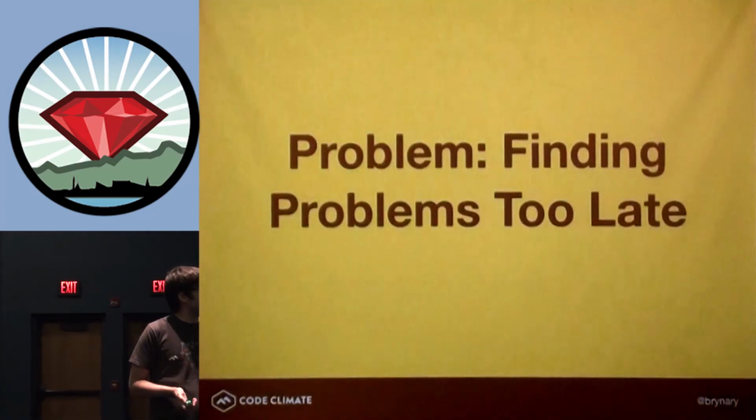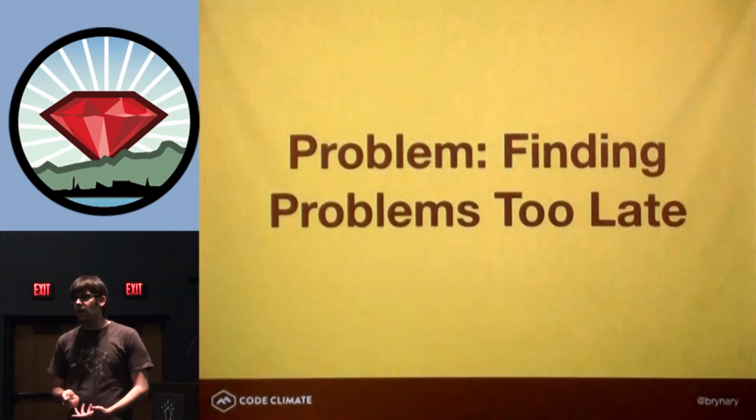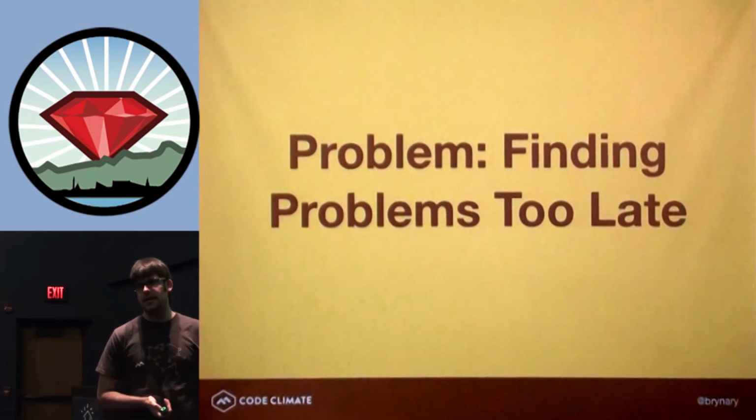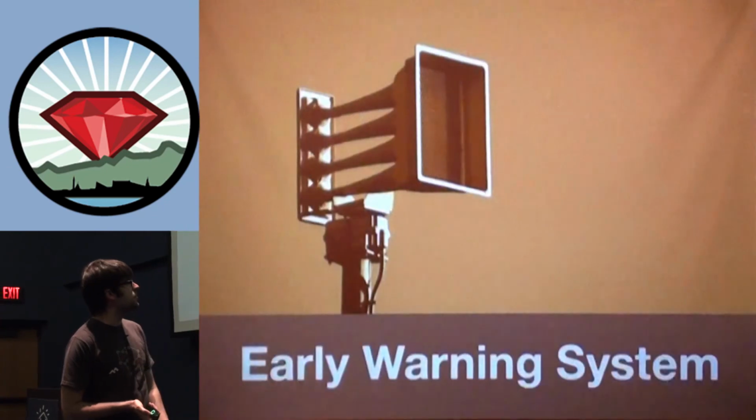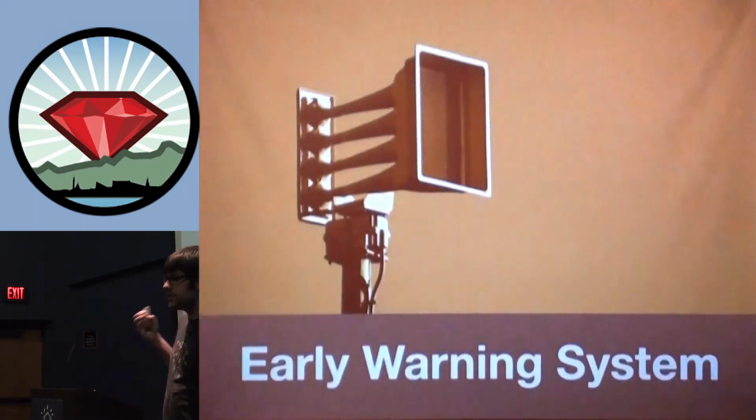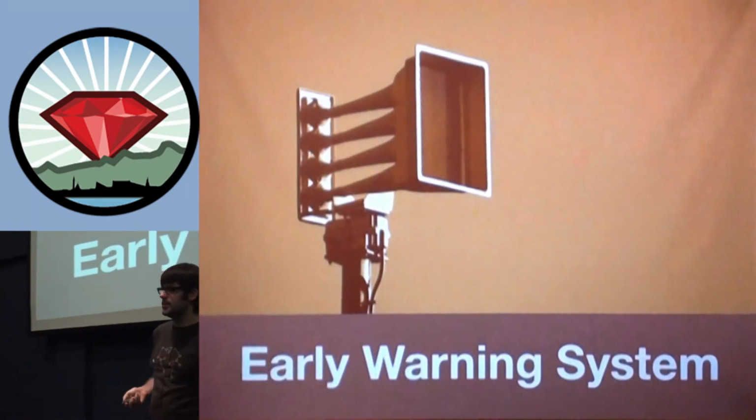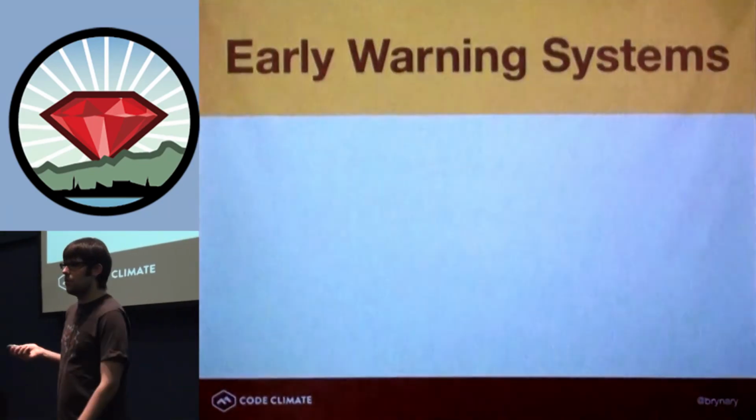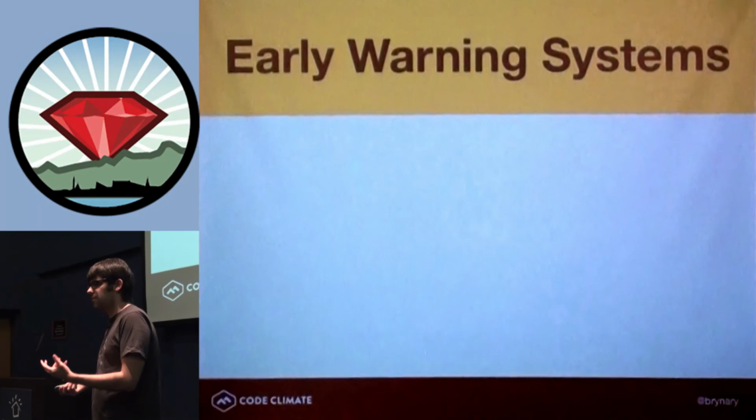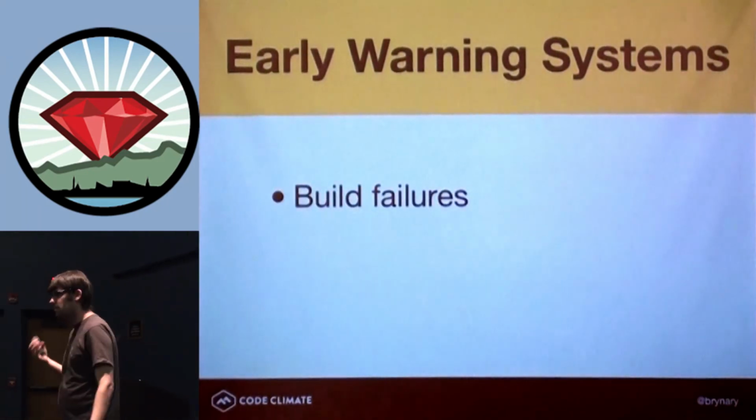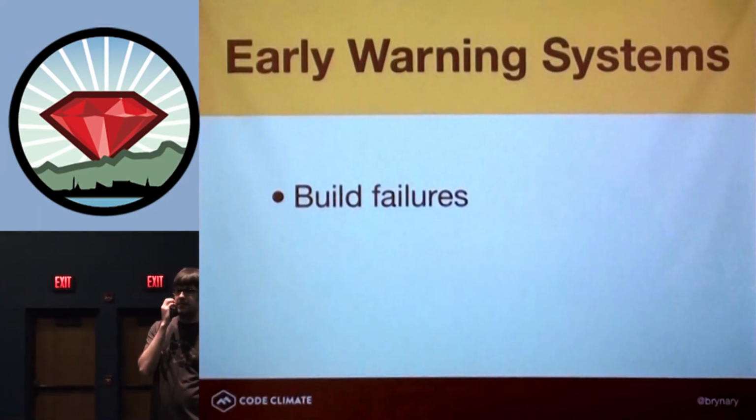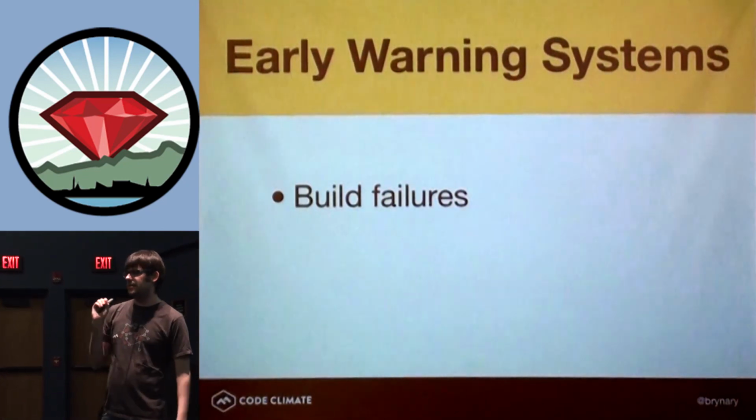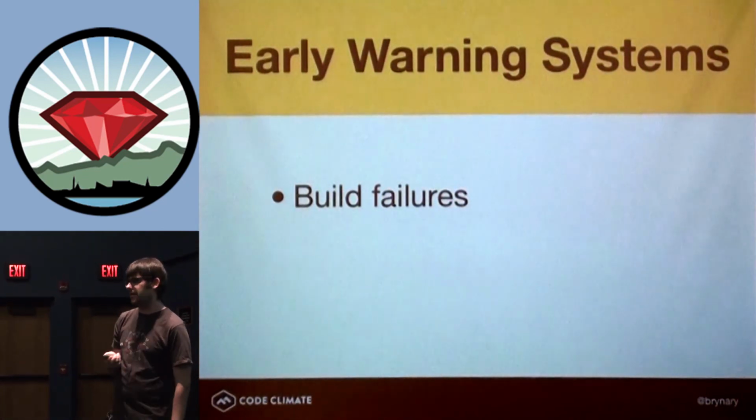OK. So another problem that you might run into if you are trying to take these practices to your team is that you're finding problems too late. And the solution to that, in many forms, is a kind of early warning system. So what is an early warning system? There's lots of ways that this is practical for software dev. The most common is build failures, right? It's basically your build telling you, you introduced a bug, and you can't ignore this. You need to do something about this.